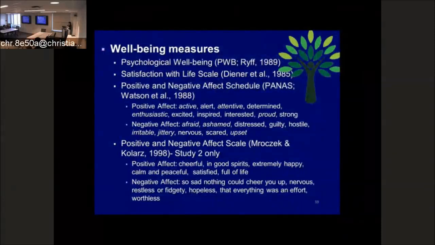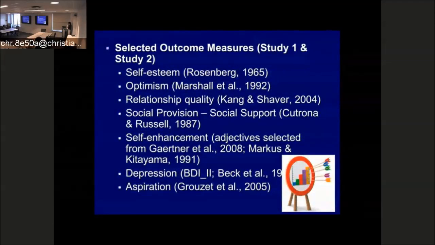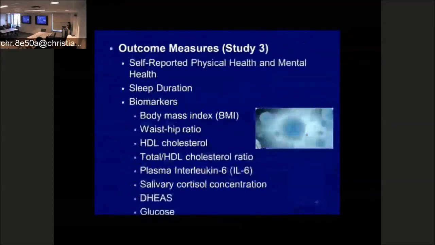So these are the well-being measures. Psychological well-being is from Ryff, and Diener has the Satisfaction with Life Scale. These are well-known measures, so I'll go over them quickly. We also included a wide range of outcome measures. These are just selected ones: self-esteem, optimism, relationship quality, social support, self-enhancement, where you think you're better than others, and depression from the Beck Depression Inventory.